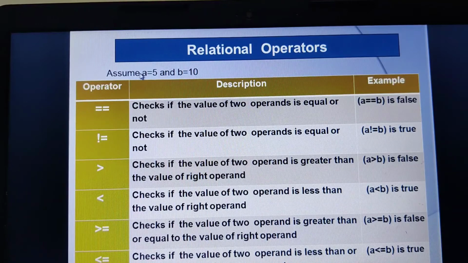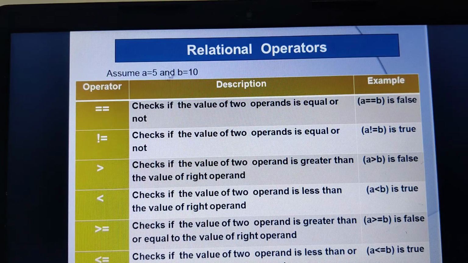Now let us assume the value of A to be 5 and the value of B to be 10. Now the first operator you are seeing is the equals to operator. Single equals to means it is an assignment operator. That's what I was always telling. If you want to check for the equality, then it should be double equals to. So it checks if the values of two operands are equal or not. That is what A is equals to B.